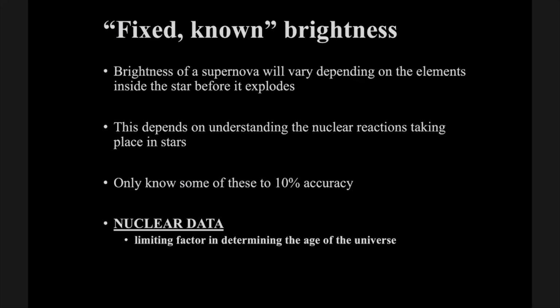And so in order to more accurately measure the distances to stars, to more accurately measure the expansion of the universe, and therefore the age of the universe, we really need to improve the nuclear data, measure the nuclear reactions that are happening in stars here in the laboratory to better constrain these physical quantities. So the nuclear data is in fact the limiting factor in determining the age of the universe, or at least one of the limiting factors.